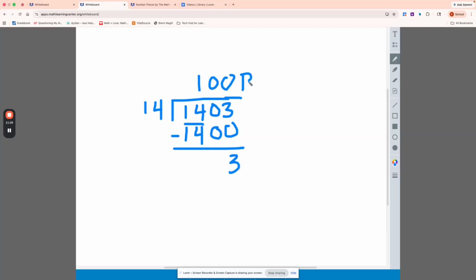Since I don't have anything stacked above it, I would just put 100, remainder 3. Okay, and we're done. Now let's try another one.